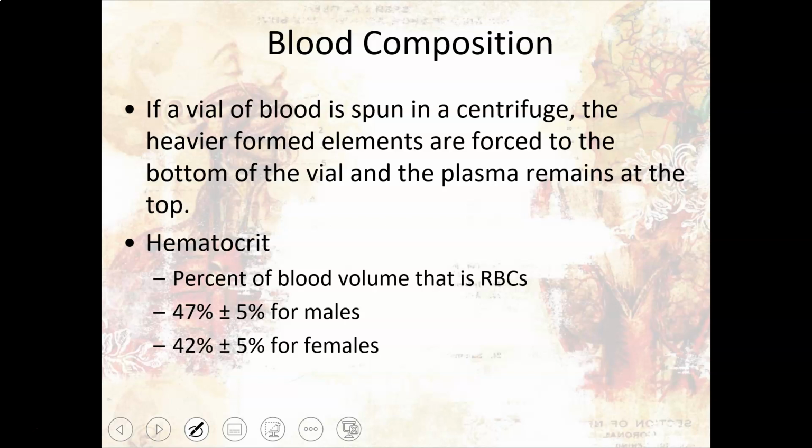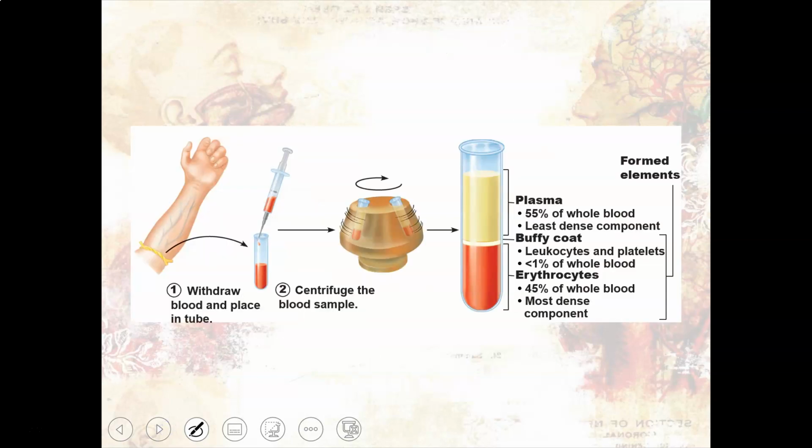From this, we can take a reading called hematocrit. And hematocrit is the percent of blood volume that's made up of red blood cells. It's around 47%, give or take 5%, for males, and around 42%, give or take 5%, for females. Here we see an illustration of this idea of hematocrit. So now that it's spun, at the bottom we see the red blood cells. Right there in the middle, that little white layer is made up of white cells and platelets, and then plasma floating to the top.